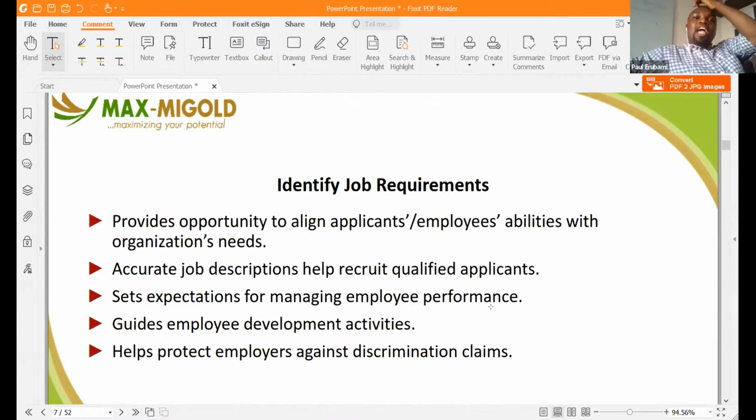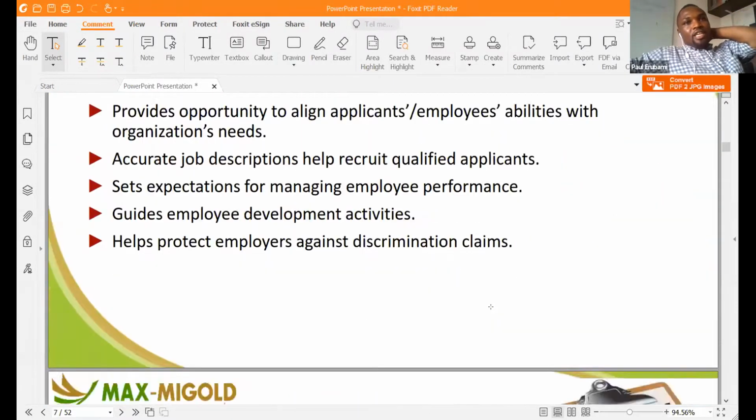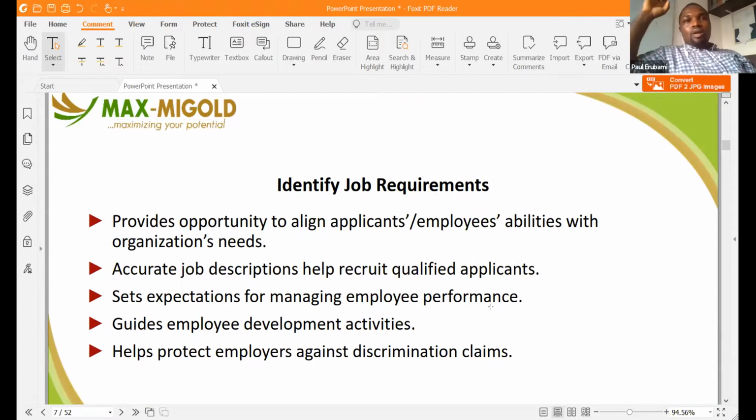Identify job requirement. Like we said initially when we were talking about job description, I said it is very important for you to understand what you need the potential employee to come and do, or what the potential employee is going to do once employed. So those are what we call job requirements. What am I required to do? What is the expectation of the organization? If I'm a carpenter in an organization, what is the expectation of the employer in respect to my role as a carpenter in that organization? Those are what we call job requirements.